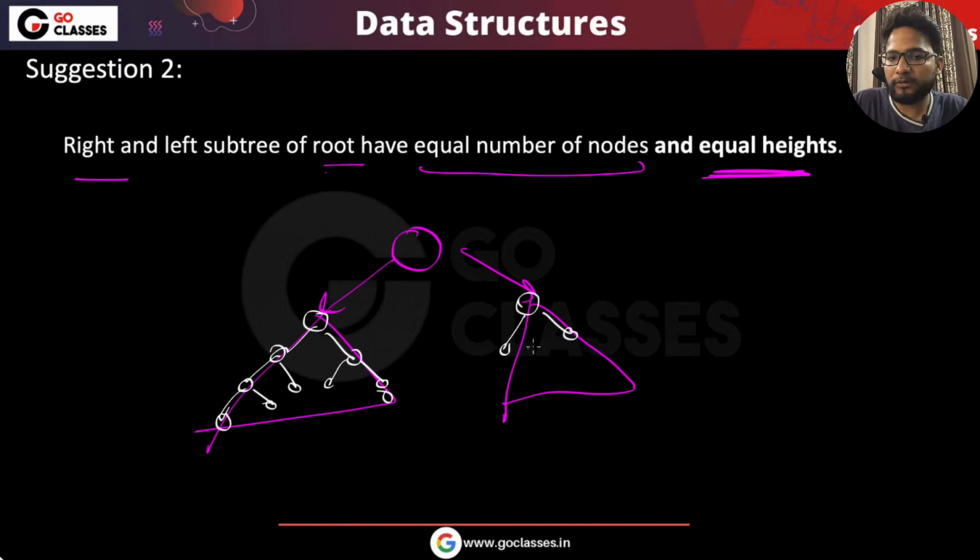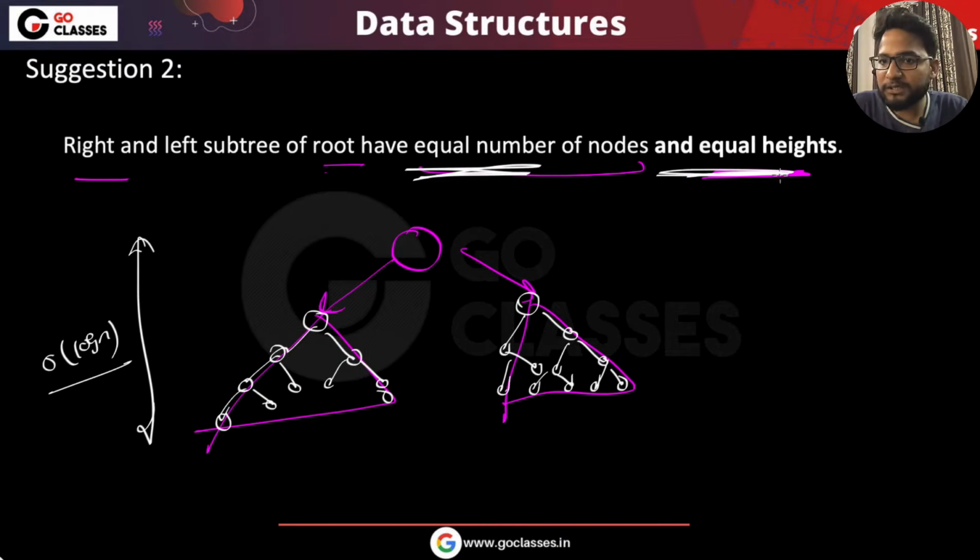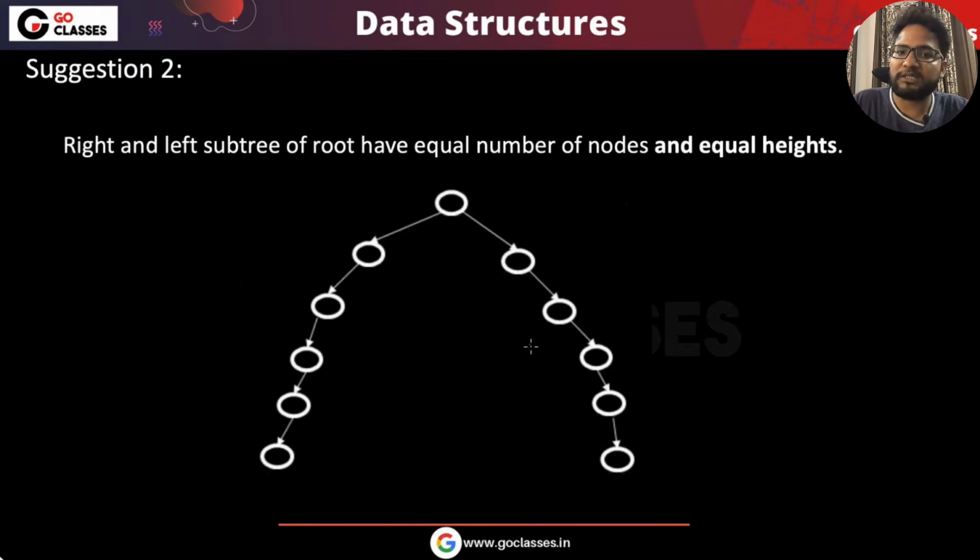Just think about it. If I make this kind of condition, apart from equal number of nodes, I also say that equal height is necessary, then will I be able to make the height order of log n always? The answer is no. Can you think of a counter example which follows both of these conditions, still height is not order of log n? I think it is easy. If you can think of it, it is good. Otherwise, let's just see this counter example.